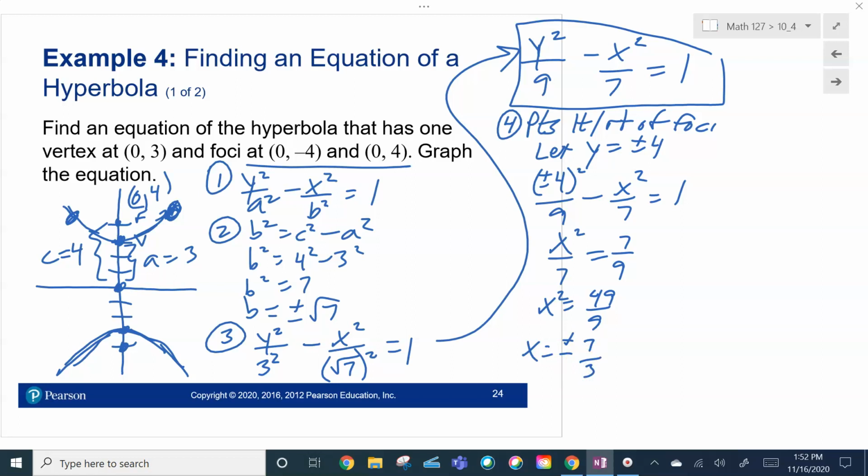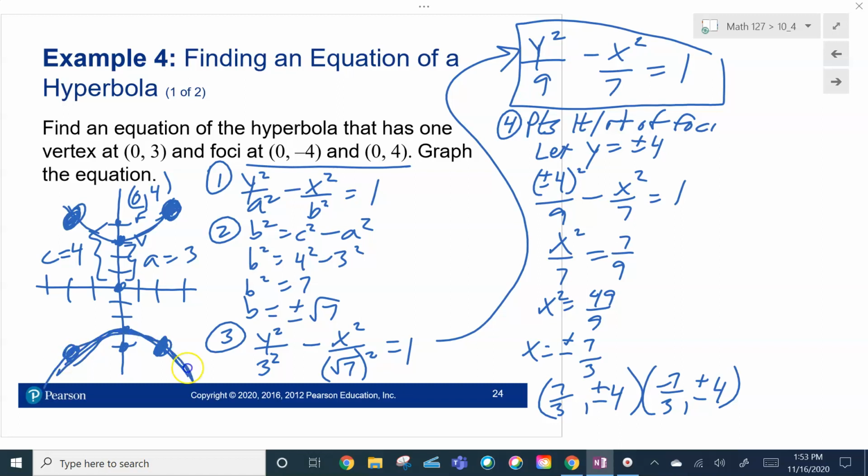Okay, so we have 7/3 plus or minus 4, and then negative 7/3 plus or minus 4. So 2 1/3 and I'm up 4. There's the point. 2 1/3 down 4, right there. And then negative 2 1/3 up 4. There's that point. Negative 2 1/3 down 4. There's that point. So there are the points on our hyperbola.